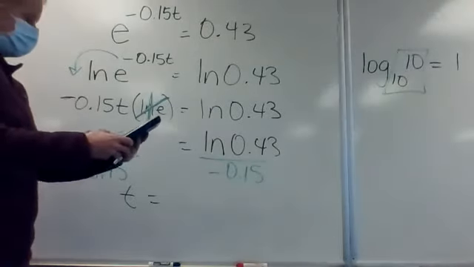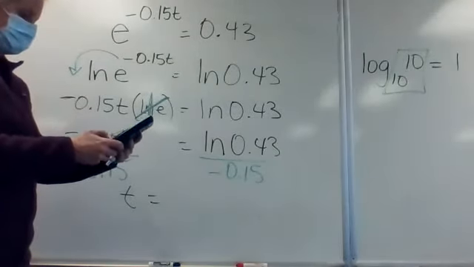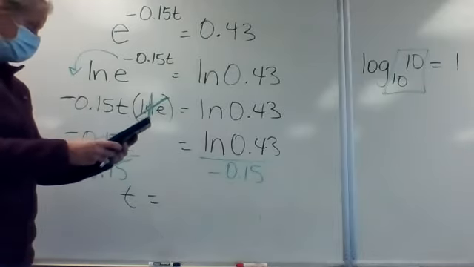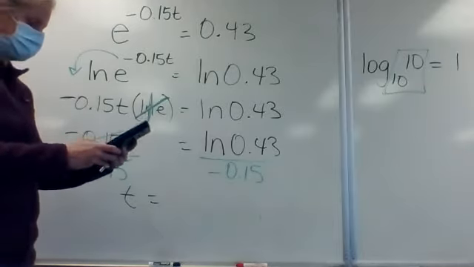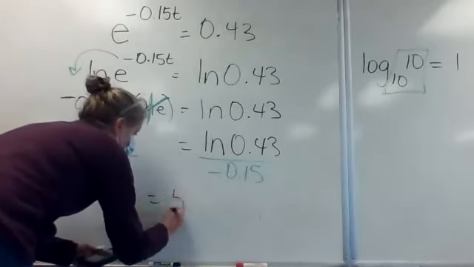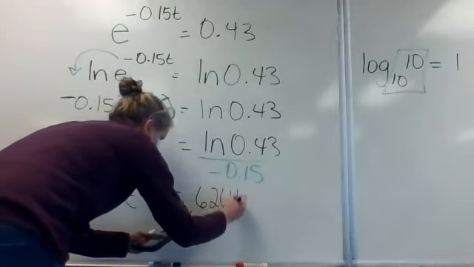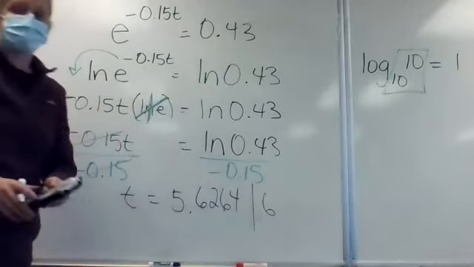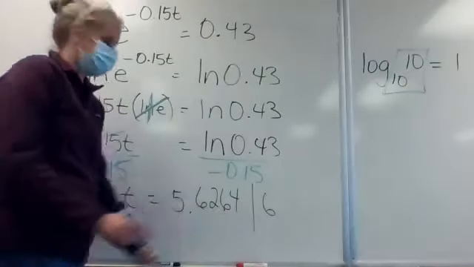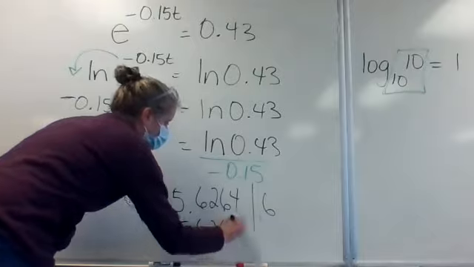So let's see, I've got ln 0.43 divided by negative 0.15, which gives me 5.6264. The next number is 6, which means you'll round the 4 up to a 5. So 5.6265.